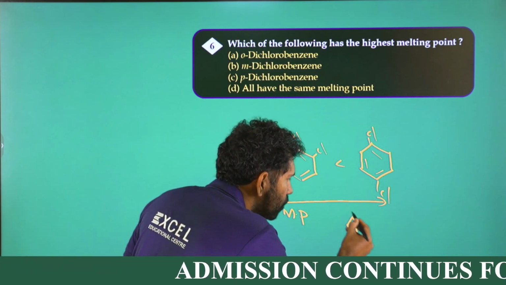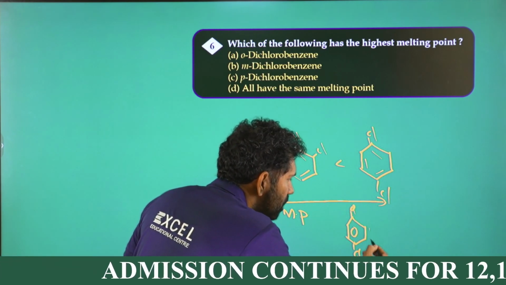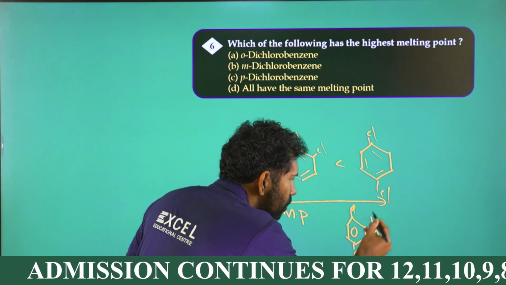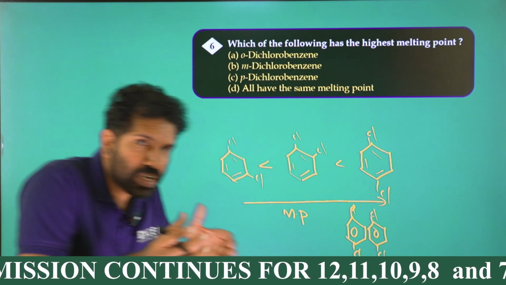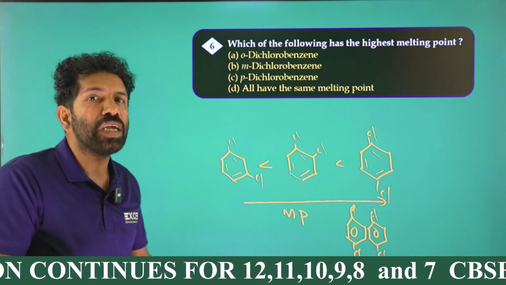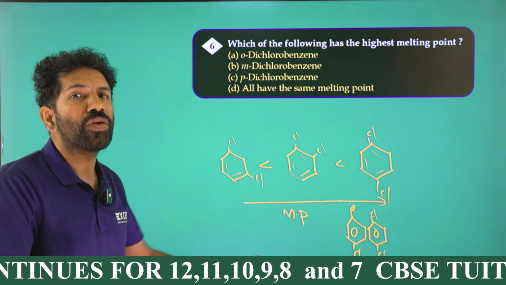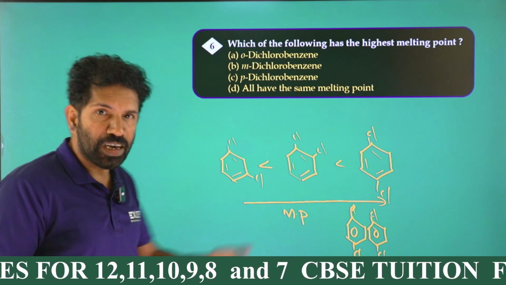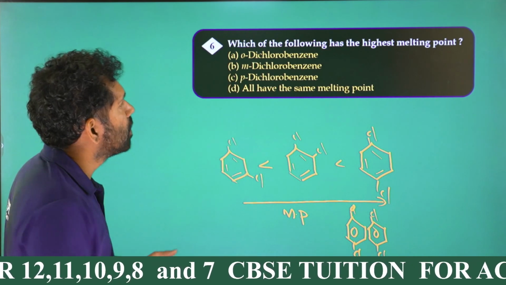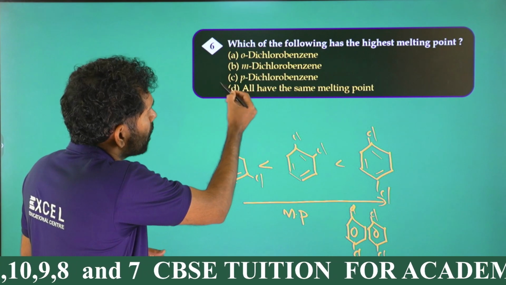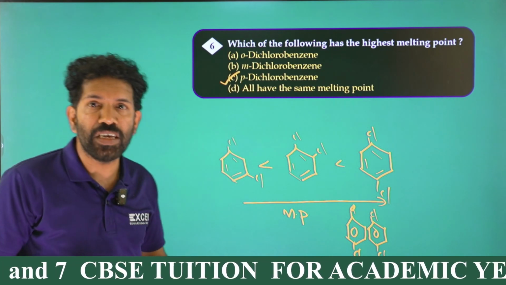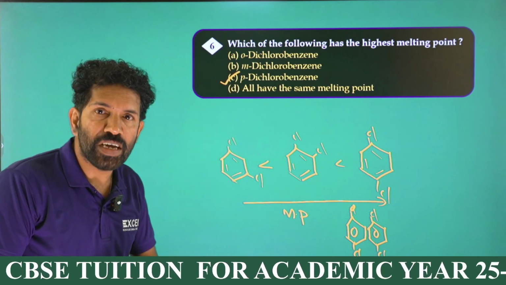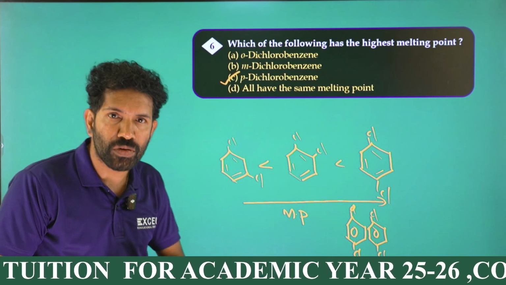Like this, 1,4-dichlorobenzene, we can arrange them so closely. So the attractive force between molecules will be more, and automatically the melting point will be more, right? Now, shall I ask one question? The answer here is para-dichlorobenzene. That is also called 1,4-dichlorobenzene.